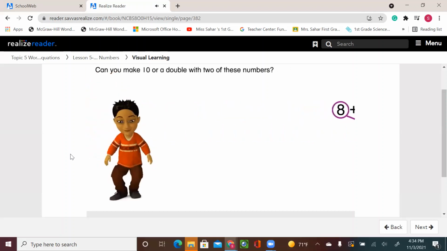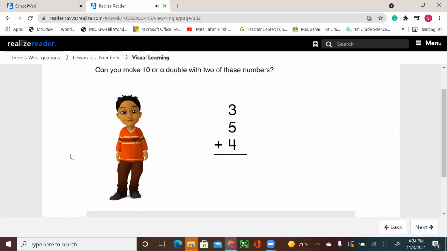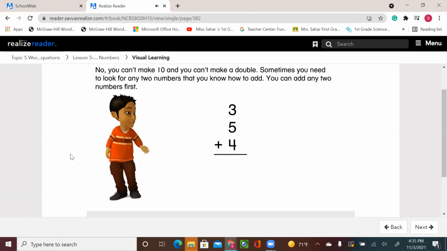Can you make 10 or a double with 2 of these numbers? No, you can't make 10 and you can't make a double. Sometimes you need to look for any 2 numbers that you know how to add. You can add any 2 numbers first. I know which numbers I would choose. How about you?